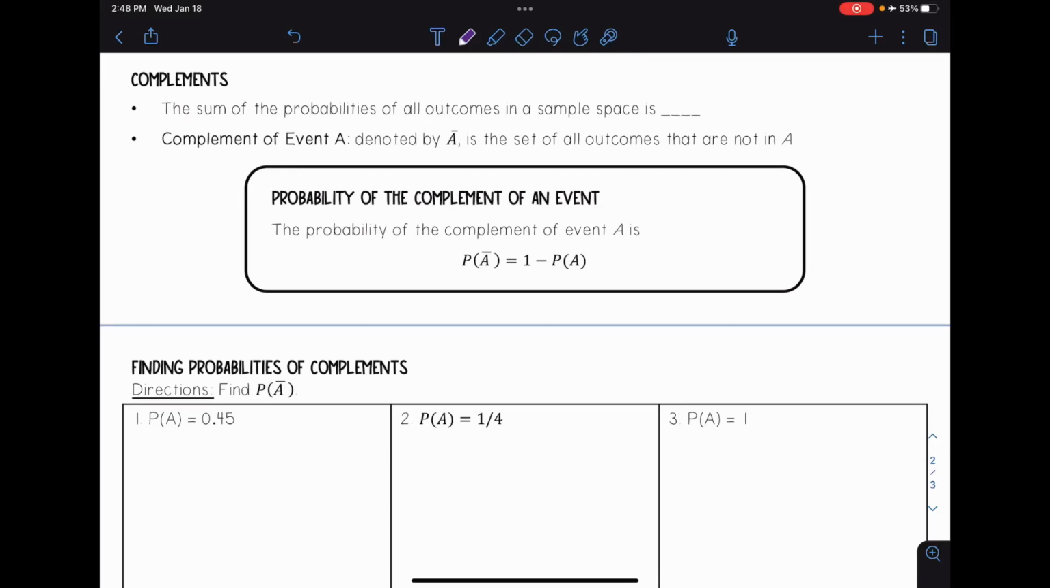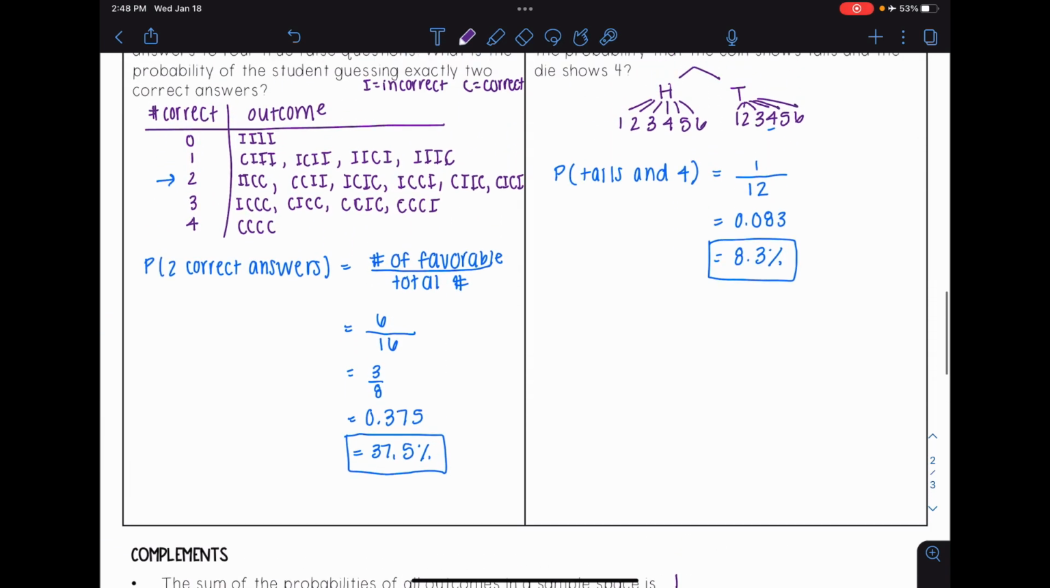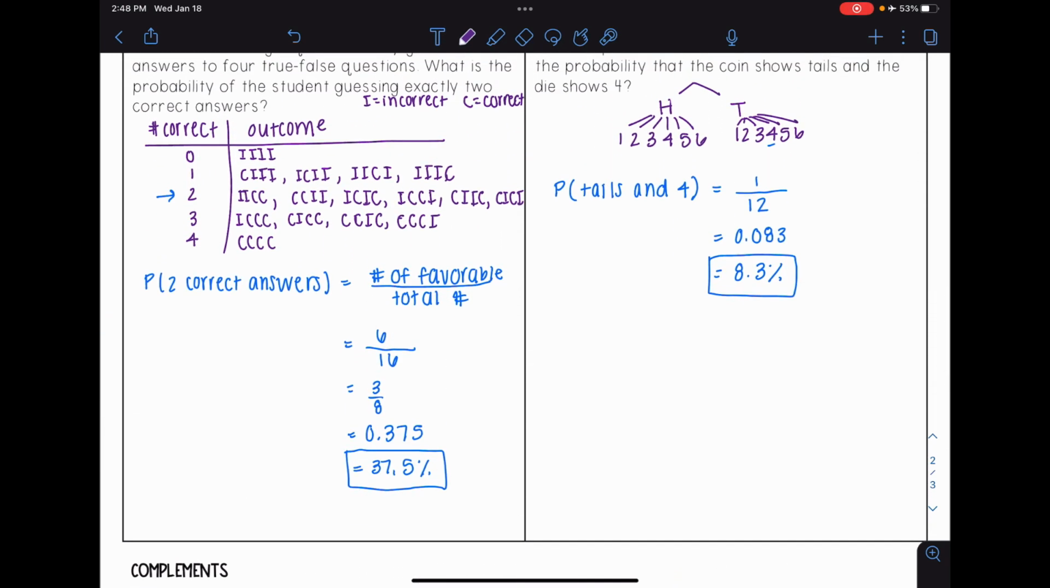In this video, we're going to be looking at the probability of the complement of an event. So first, what are complements? First thing we need to know is that when we are looking at probabilities of a sample space, the sum of the probabilities of all outcomes in a sample space is equal to 1. So if I were to add up the probabilities of all of them, they would all add up to 1.